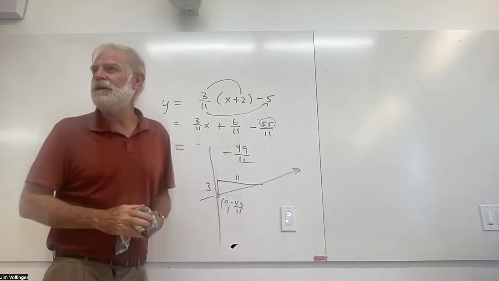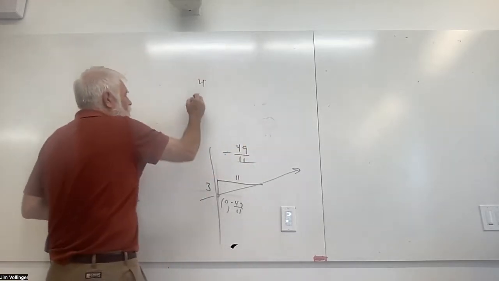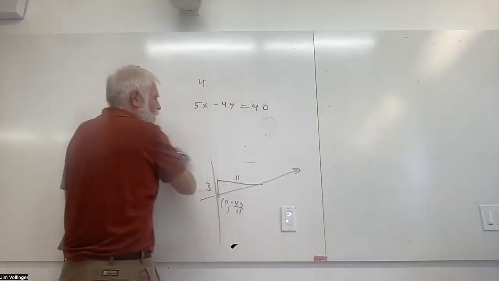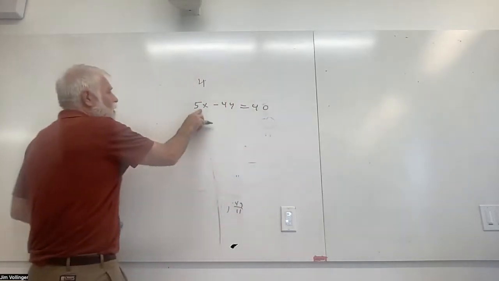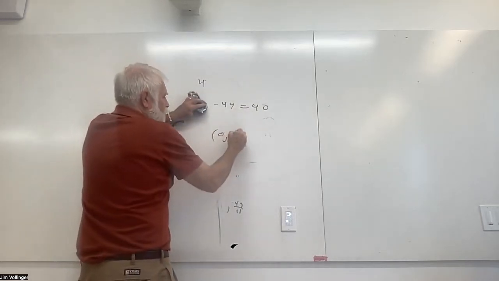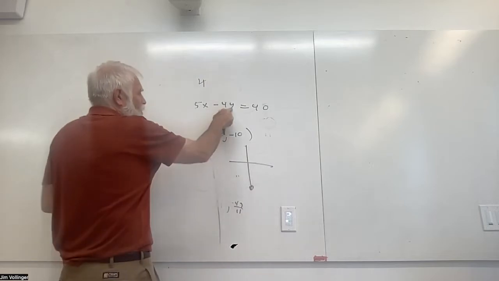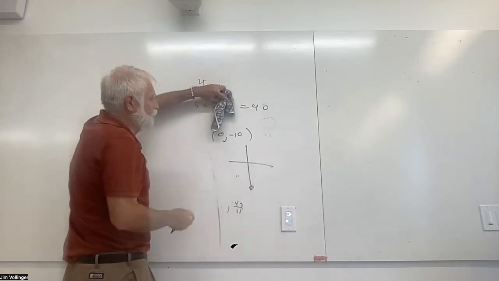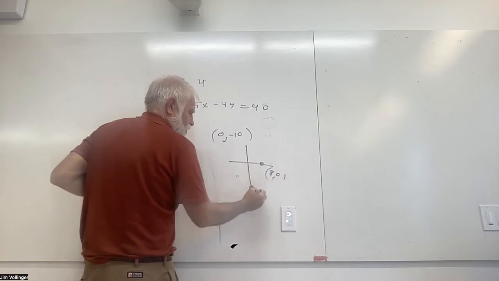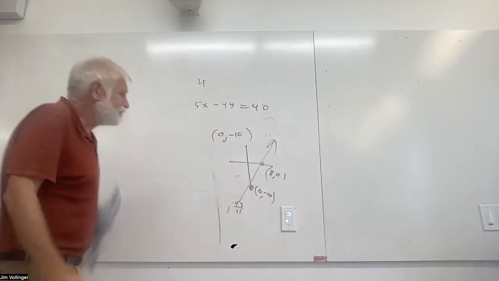I'm talking too much. 5x minus 4y equals 40. So this is number 4. 5x minus 4y equals 40. The easiest way to get that line is simply to plug a 0 in. You get -10. All right, 0, -10 is down here. And then put a 0 in. Like covering it up, you get an 8. So 8, 0, 0, -10, and you got the line. Okay, that's what you wanted.